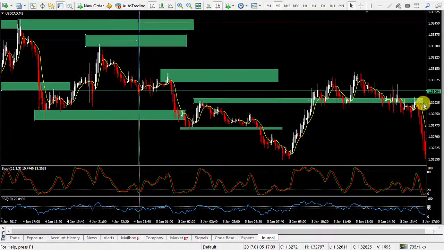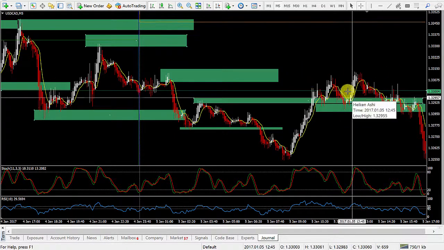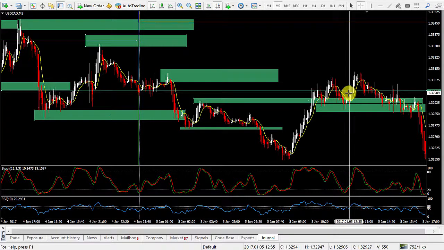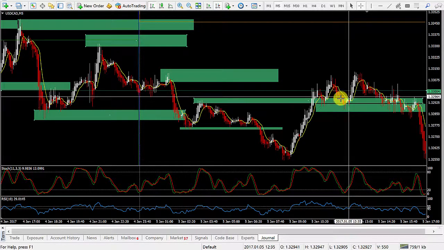And we broke down again. So this was a temporary shift in momentum, but it wasn't strong enough, and we broke down again. And some people probably were really eager to enter here, but I need to see more, of course.